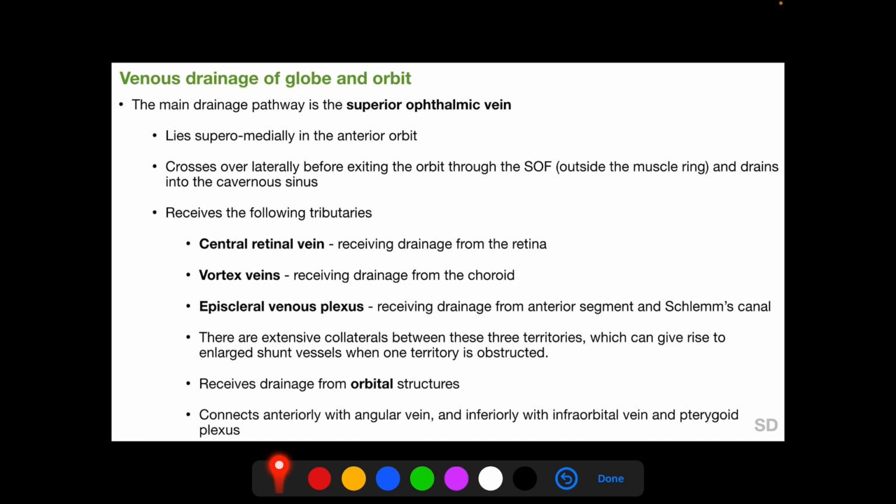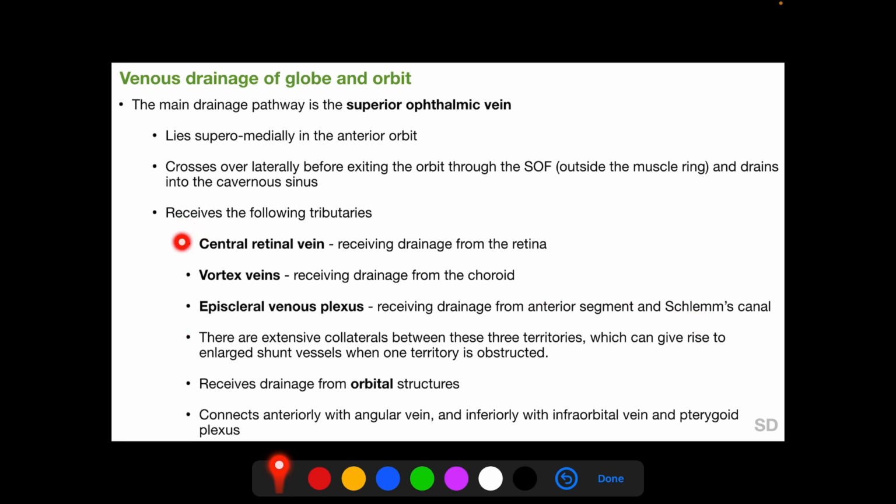And the superior ophthalmic vein receives the following tributaries: the central retinal vein receiving drainage from the retina, the vortex veins receiving drainage from the choroid, the episcleral venous plexus receiving drainage from the anterior segment, and the Schlemm's canal. So the superior ophthalmic vein drains the entire globe, the retina and the choroid in the posterior segment, as well as the anterior segment and the Schlemm's canal.